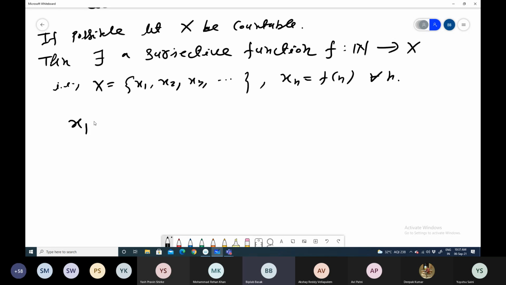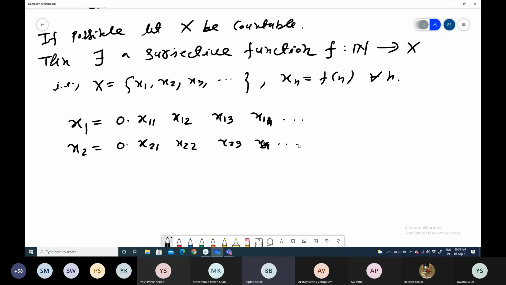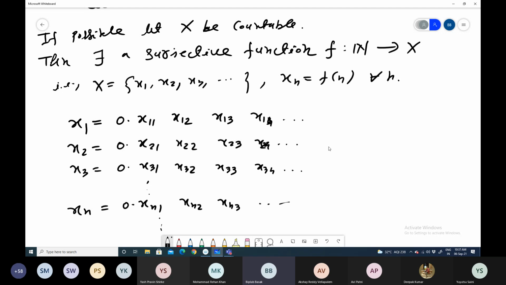For an example, x1 equal to 0.x11, x12, x13, x14 in this way. x2 equal to 0.x21, x22, x23, x24 going on. x3 equal to 0.x31, x32, x33, x34, and similarly xn equal to 0.xn1, xn2, xn3, where xij belongs to the set {0, 1, up to 9}.